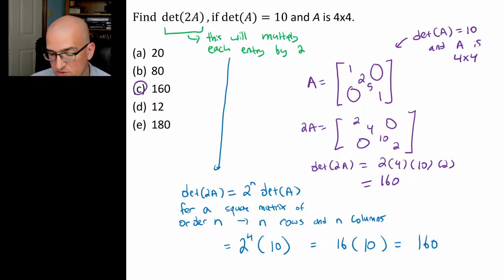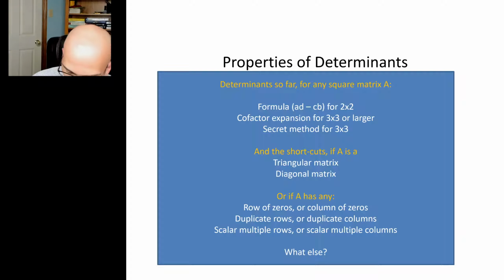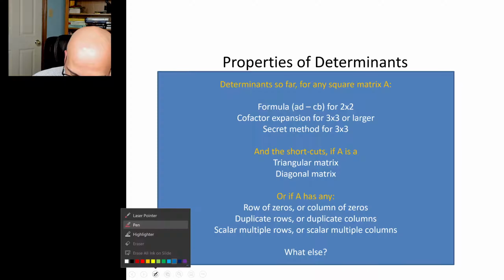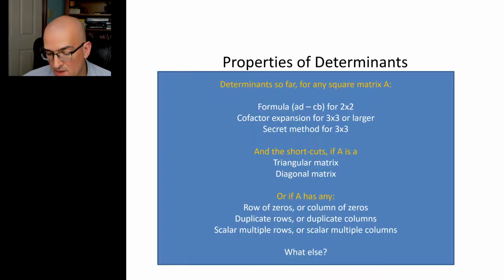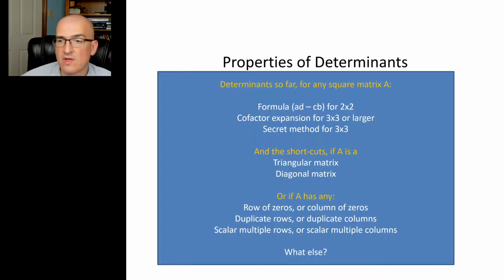So just long story short, if you have an n by n matrix, the determinant of a constant times that matrix is going to be the constant raised to the power of n times the determinant of the original matrix. So we've seen a few shortcuts for determinants and a few not so shortcuts. We saw that for 2 by 2 matrices, it's not necessary to have a shortcut. The formula is fairly simple. It's a down product minus an up product.